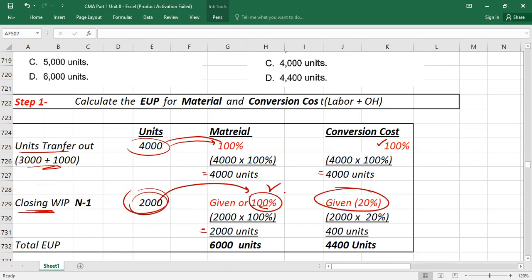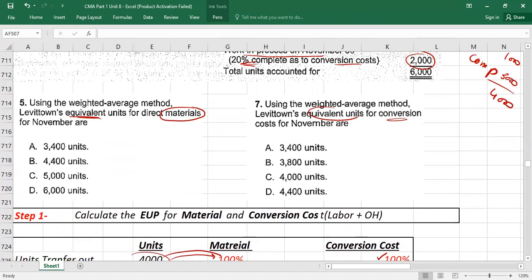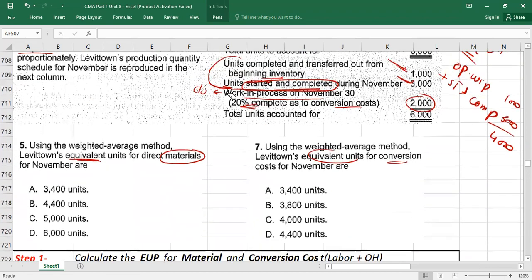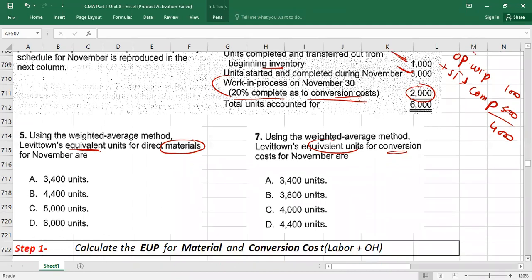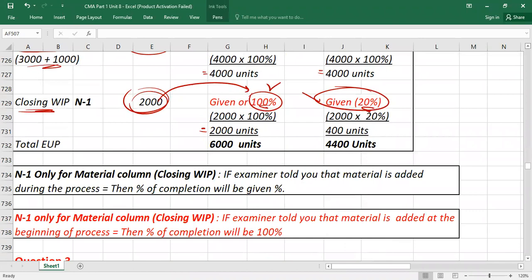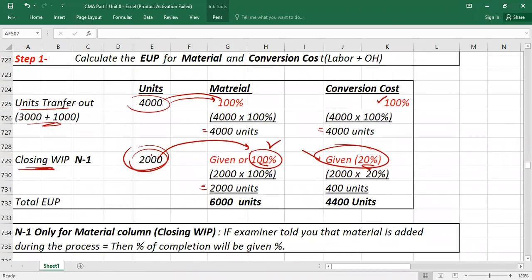And here we will always use the given one for conversion cost, if you remember the format. And conversion cost is given as 20% completed. Where? It's given here. Here, they told you this is closing work in process. They're telling you 20% complete as to conversion cost. So it means closing work in process is 20% completed with respect to the conversion cost, which is given here. So now I multiply 2000 with 20%, which will give you 400.